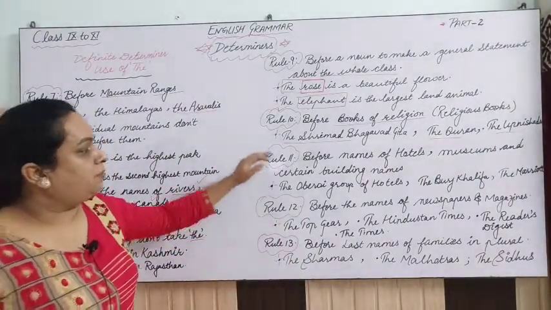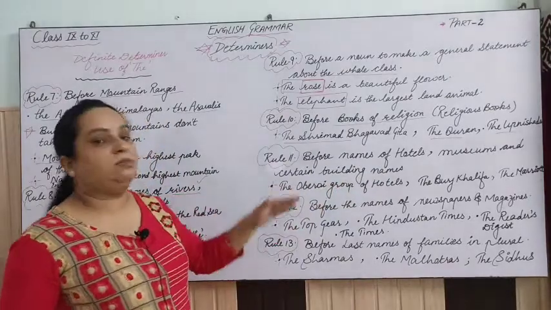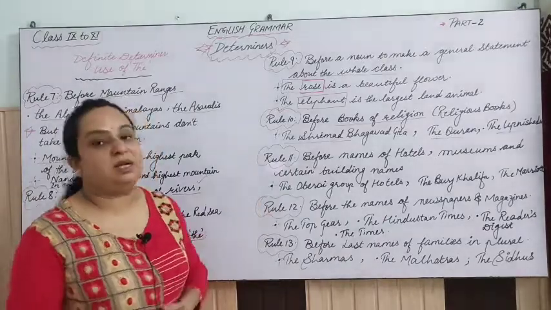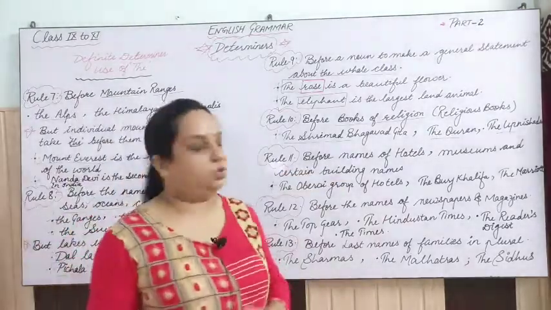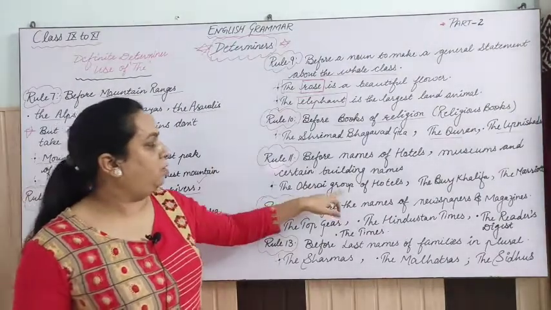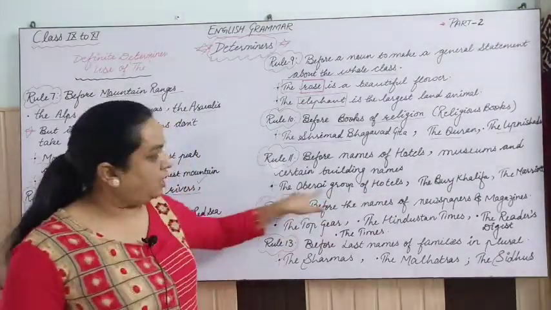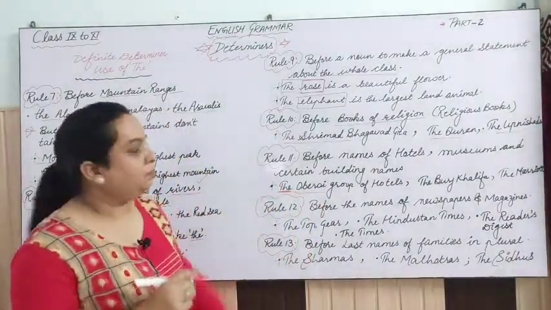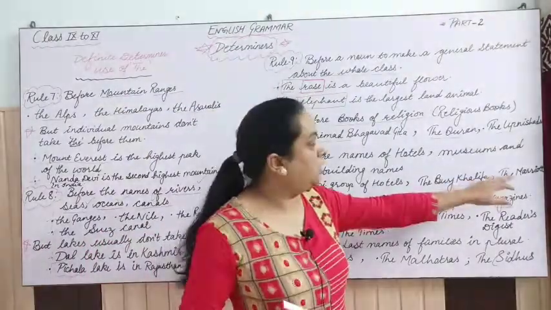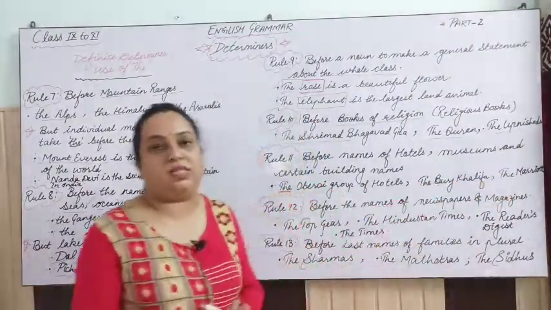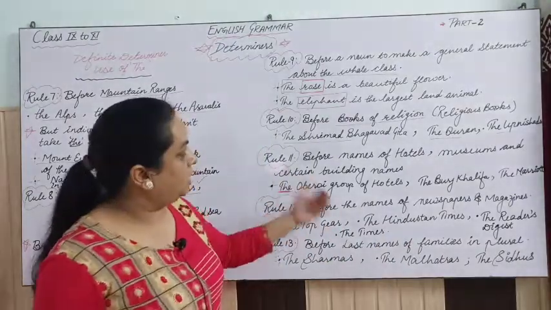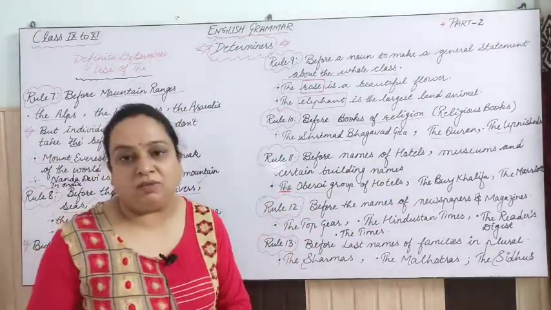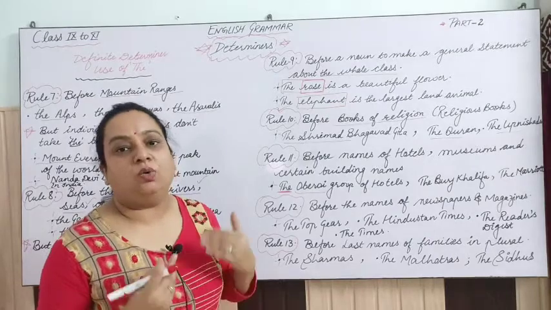Rule number 11 is before names of hotels, museums and certain building names. Here we talk about the chains of hotels actually, like the Oberoi group of hotels. So the Oberoi group of hotels, here I have used what? The with that, the Oberois. The Burj Khalifa, the Marriott, that is a hotel, name of the hotel, chain of the hotels. So here we have to use the when the names of the hotels, museums and certain buildings are given.